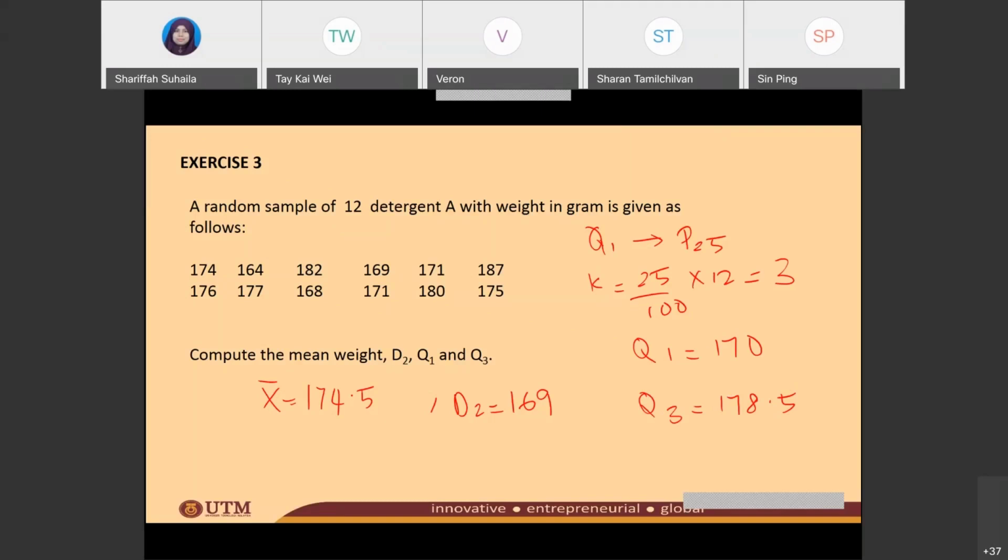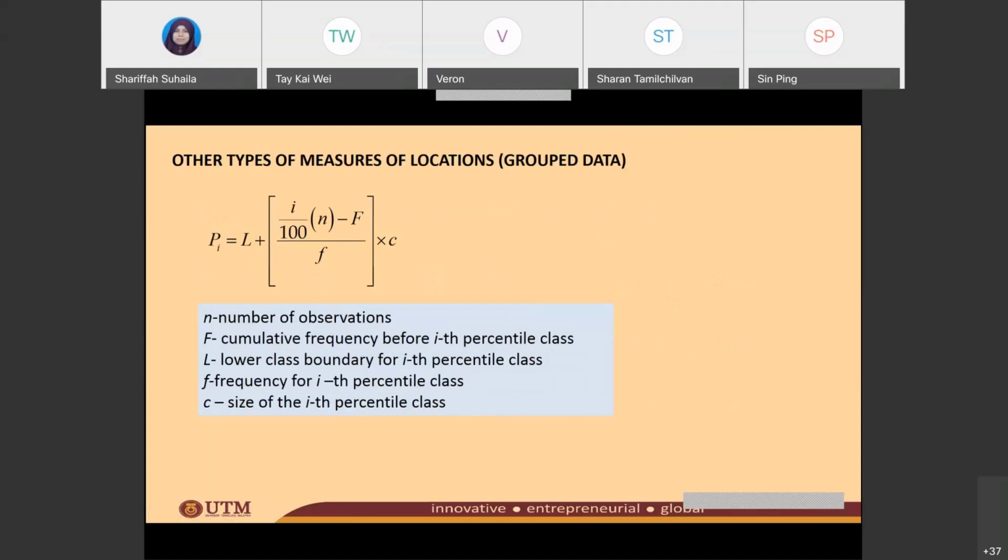Okay, for ungrouped data, the formula for mean, you can use either X bar or mu, but again, this one is a random sample. And then the same formula we use for D2, Q1, and also Q3, convert into percentile. It's just much more easier. Okay, so this is for grouped data.